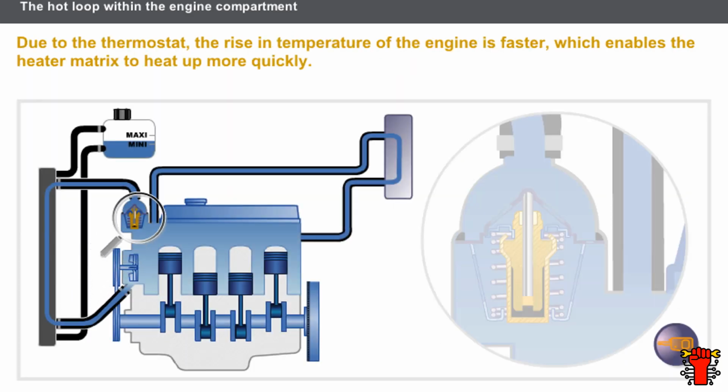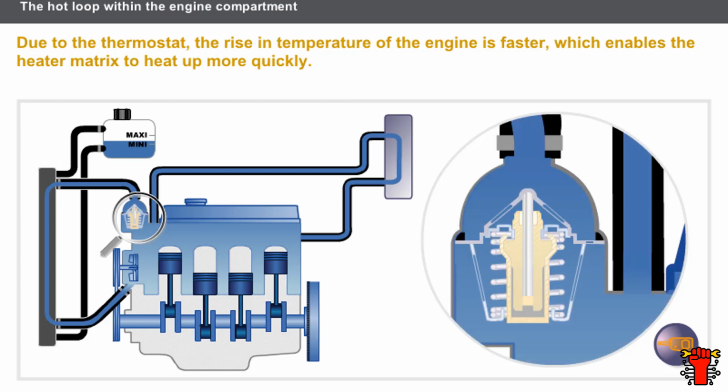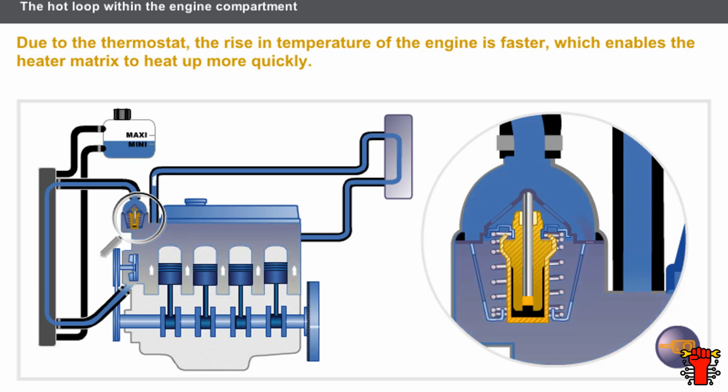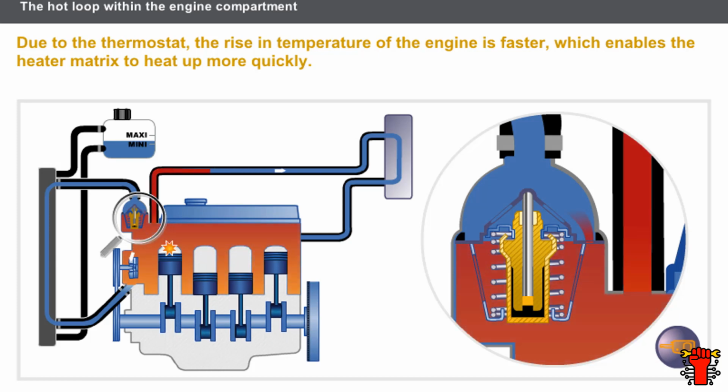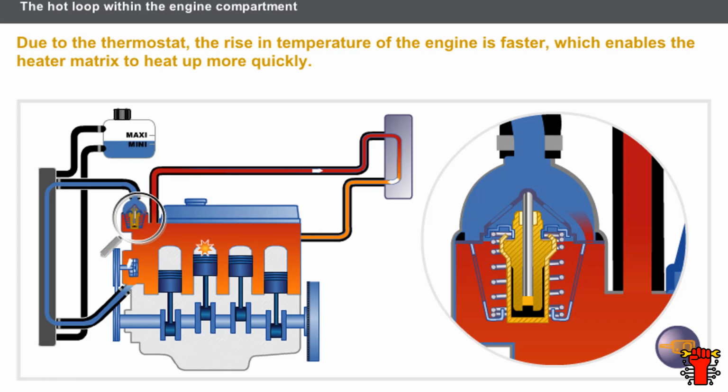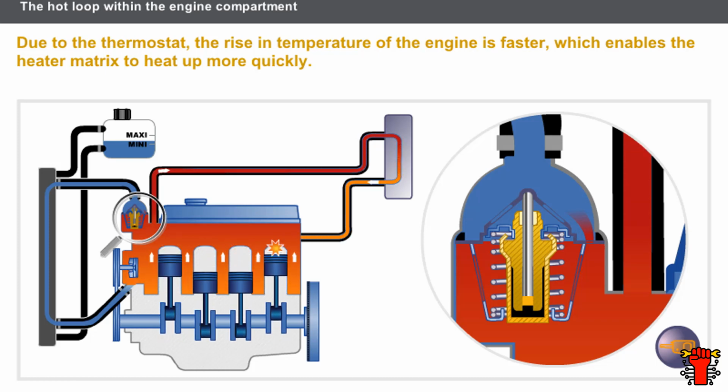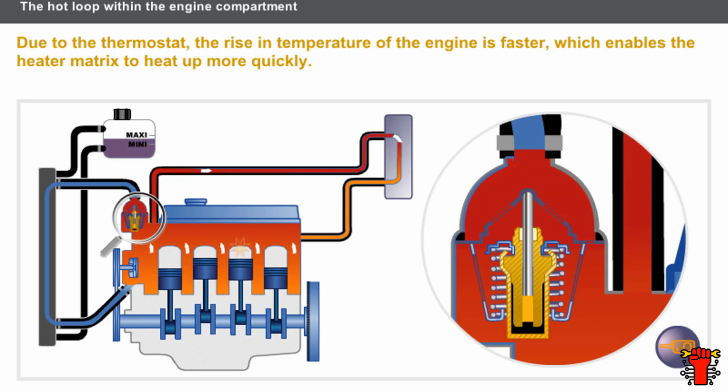Let us now look in more detail at the operation of the thermostat. The thermostat is composed of a wax capsule, a fixed needle, a valve, and a return spring. At first, the coolant only circulates in the engine block. The wax expands with the effects of the heat. The expansion of the wax causes the body of the capsule to move via the needle. The valve opens and circulation is possible.